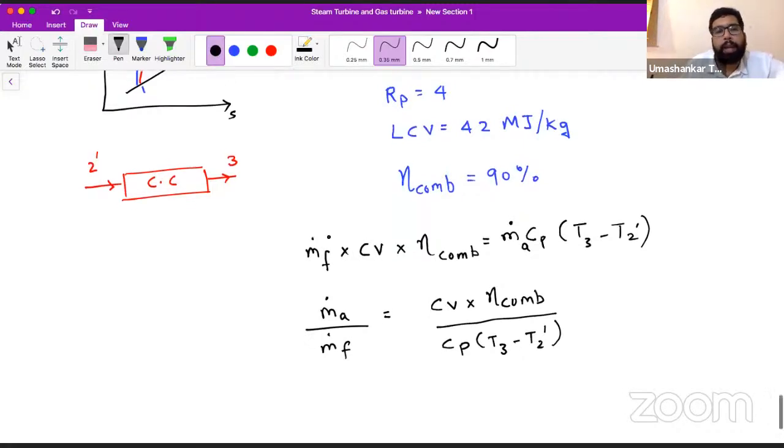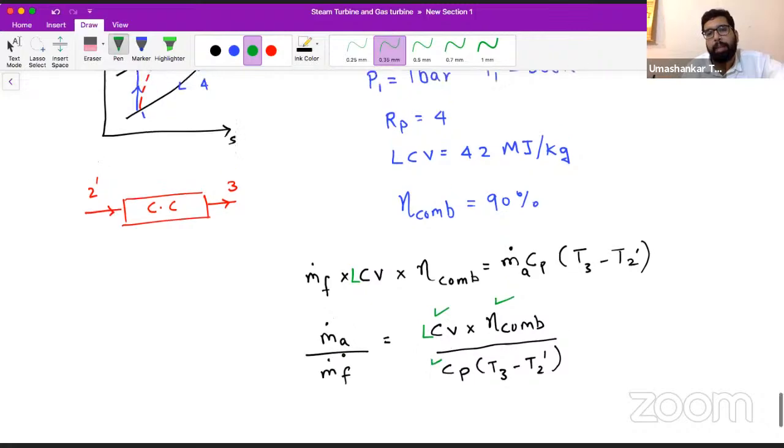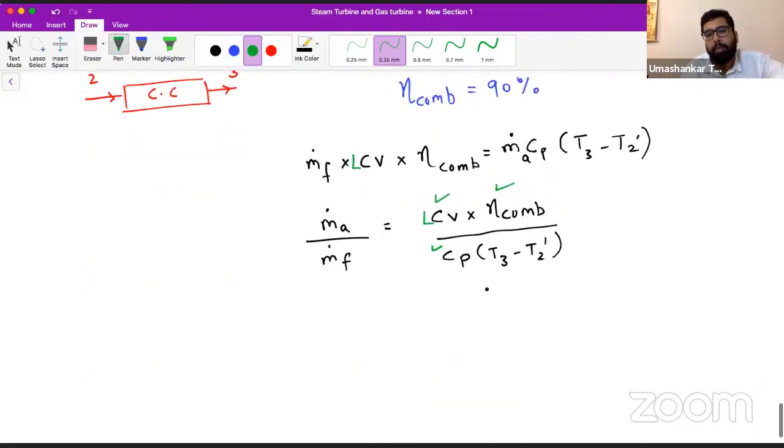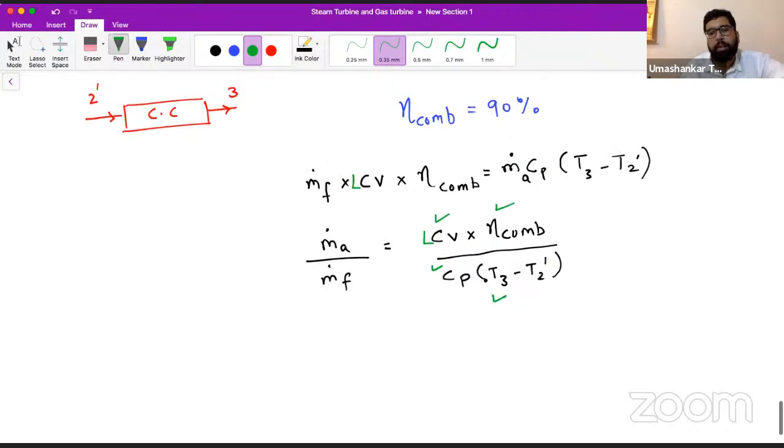Okay, so here again we are going to follow the same procedure. We have this lower calorific value, which we are writing as LCV, don't worry. We have this value, and we have the CP. Do we have T3? Yes, we have T3 also. If we can find the T2 dash, which is missing, we will be finding this air fuel ratio.